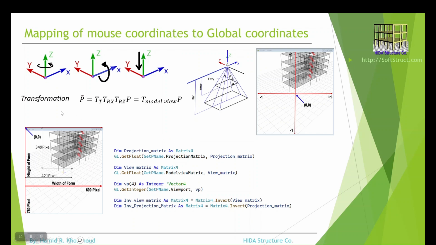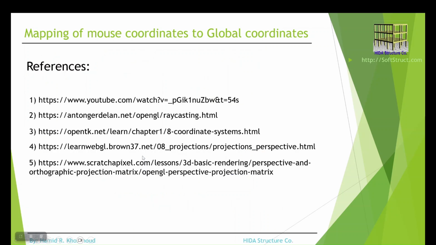To convert from world space to eye space, we utilize rotation and translation matrices. Additionally, I will discuss some coding examples related to our topic using the OpenTK library.